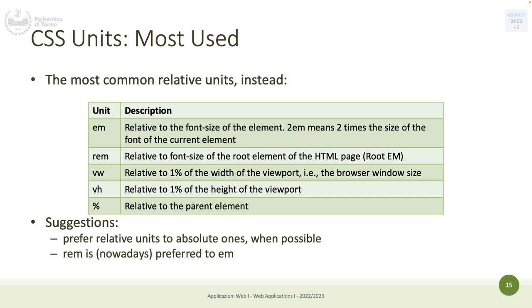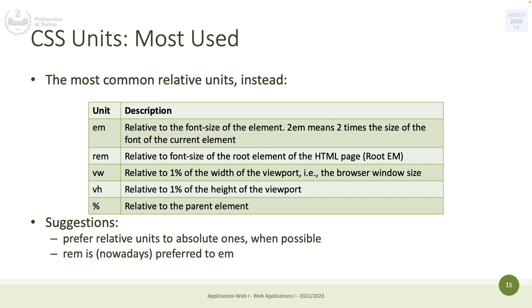These are the five relative units. The most common are actually the first two, em and rem. When possible, use relative units instead of pixels because they are easier to scale, to change between computers, displays, etc.